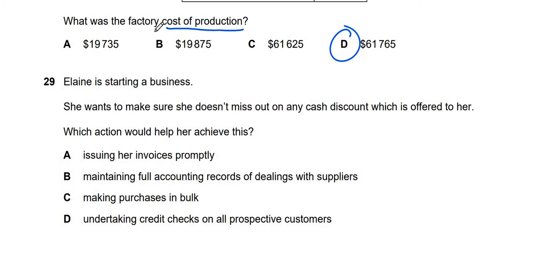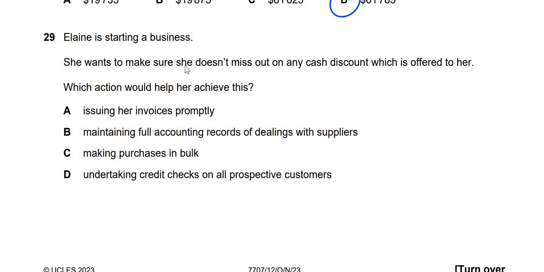Next question, question 29. It says that Elaine is starting a business. She wants to make sure she doesn't miss out on any cash discount which is offered to her. Which action would help her to achieve this? So look, issuing her invoices promptly, maintaining full accounting records of dealings with suppliers, making purchases in bulk, undertaking credit sales. So look, cash discounts offered by suppliers is discount received. Alright, so for Elaine it will be discount received.